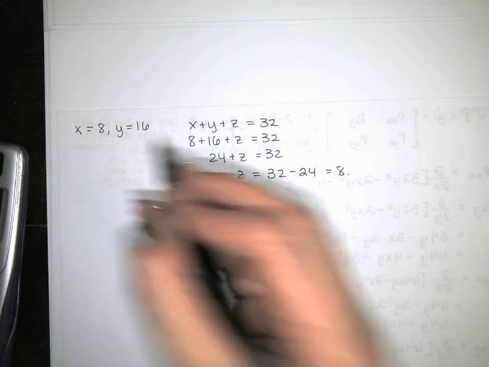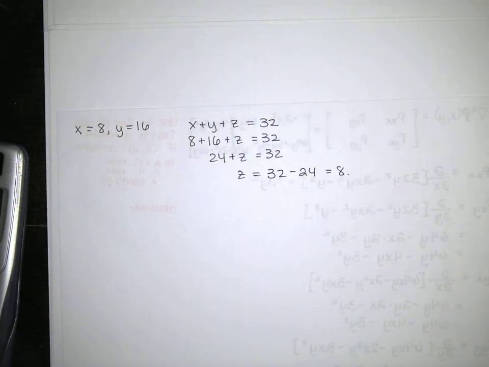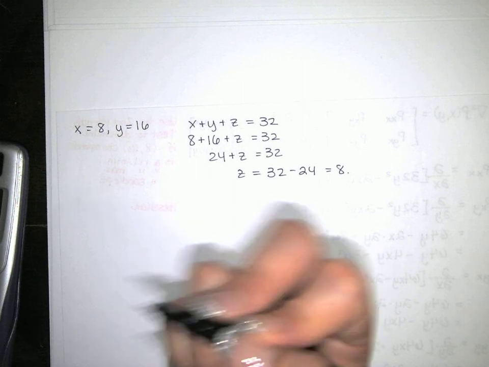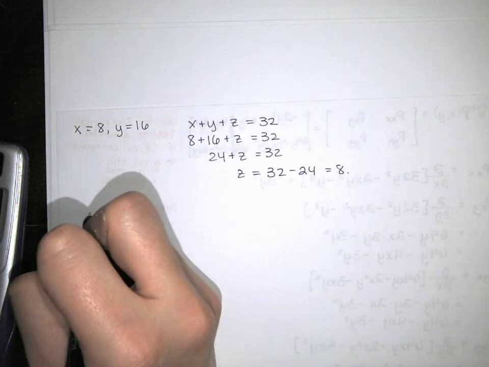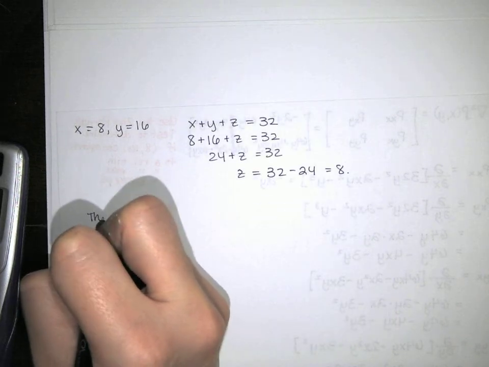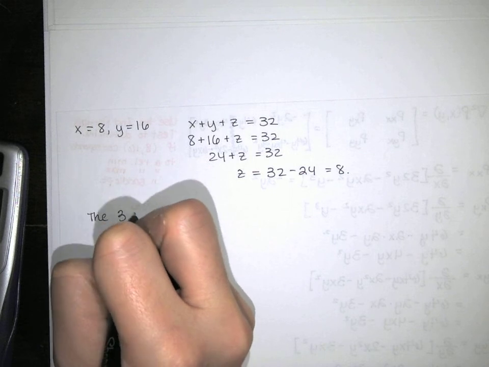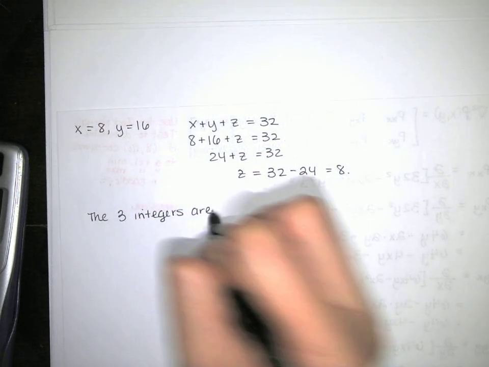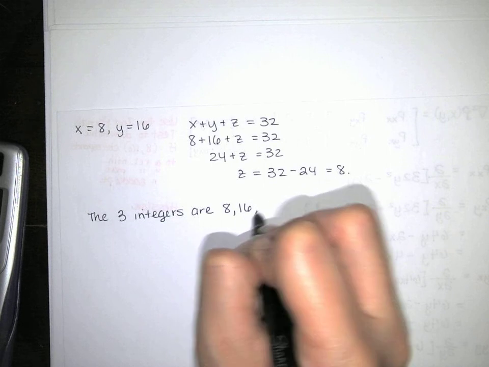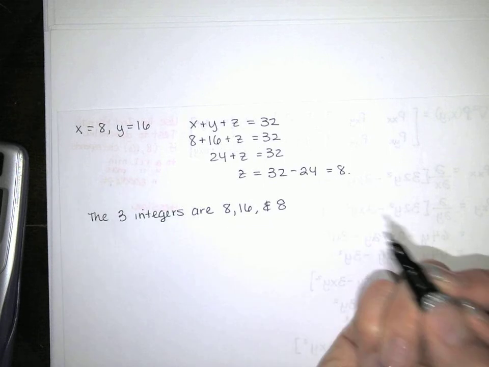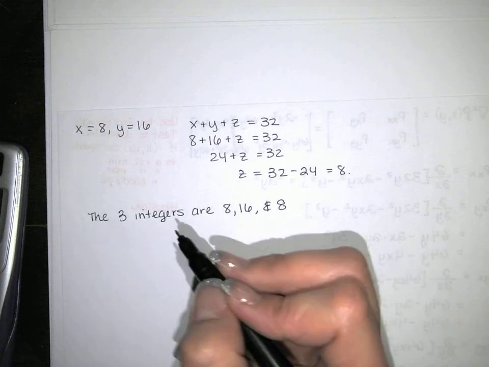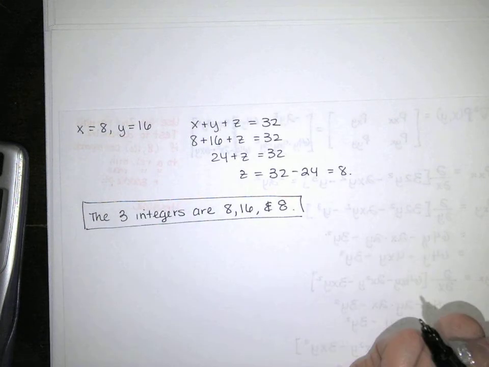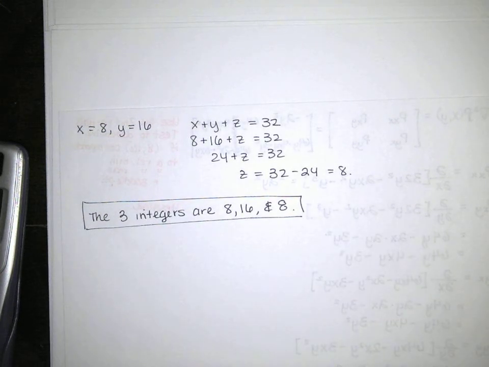Okay, so x, y, and z are all positive. They're integers, and p is maximized there. So the question said, find the 3 integers that satisfy that. The answer is, the 3 integers are 8, 16, and 8. And that's it. We've answered the question.